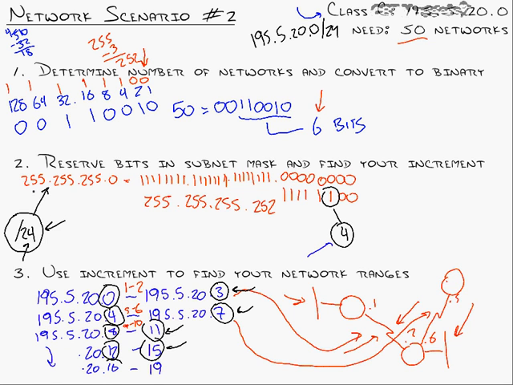Seriously, look at this. Class C subnet mask, 255.255.255.0. If you converted 255 to binary, how many ones is that? 8. Same thing here. 8. Same thing there. 8. So if I take all of those ones and add them up, 8 plus 8 plus 8 is 24. It's shorthand.